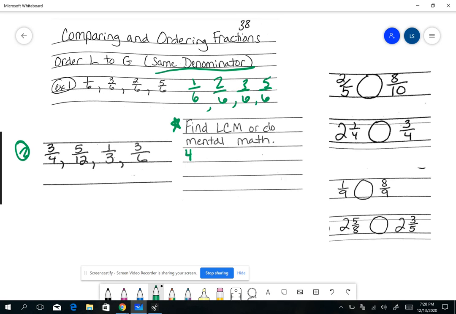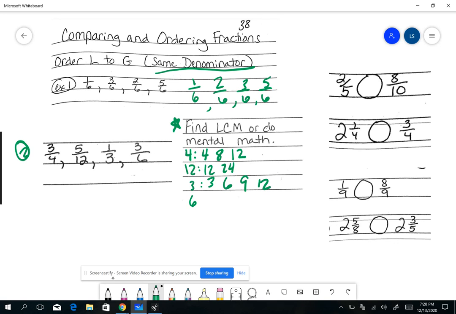I could list the multiples of 4. 4 times 1 is 4. 4 times 2 is 8. 4 times 3 is 12. Okay, and then multiples of 12, 12, 24. You don't need to list too many until you kind of get going and see if you have something that they all have in common.